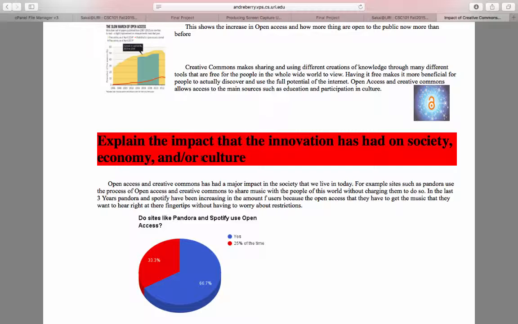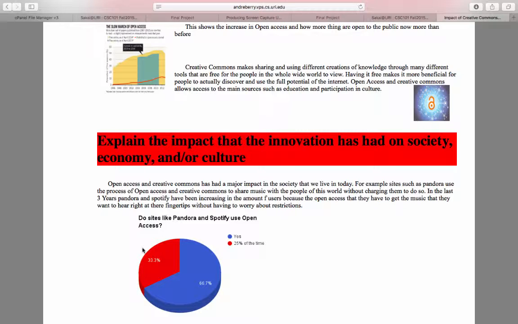My other question is: explain the impact that the innovation has had on society, economy, or culture. It has had a big impact on society today. For example, Pandora uses open access and Creative Commons to share music with the people of its world without charging them. In the last 3 years, Pandora and Spotify have been increasing in users because of the open access they have to get the music they want to hear right at their fingertips without having to worry about restrictions.